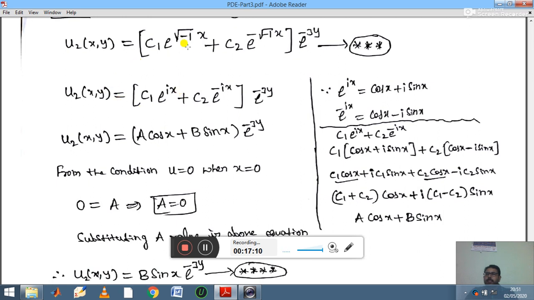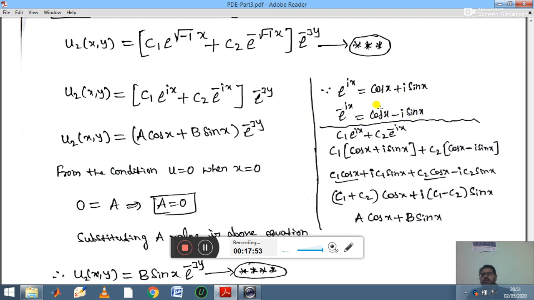Here you know that e^(ix) can be written as cos x + i sin x. Square root of minus 1 is nothing but i. From complex numbers we know that the i value is √(−1) and i² is −1. So in place of square root of minus 1 we can write i. Therefore the first term contains e^(ix) and the second term contains e^(−ix). By using these two relations, e^(ix) can be written as cos x + i sin x, and e^(−ix) can be written as cos x − i sin x.